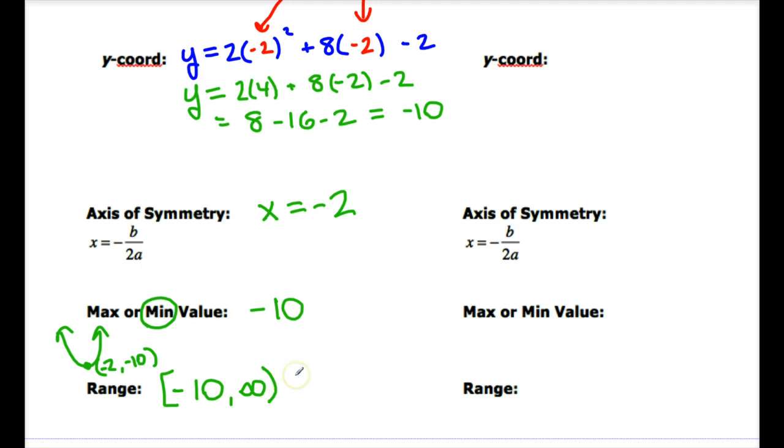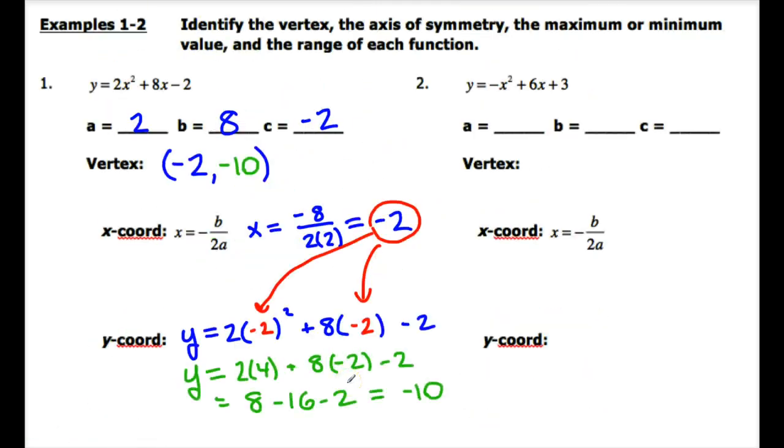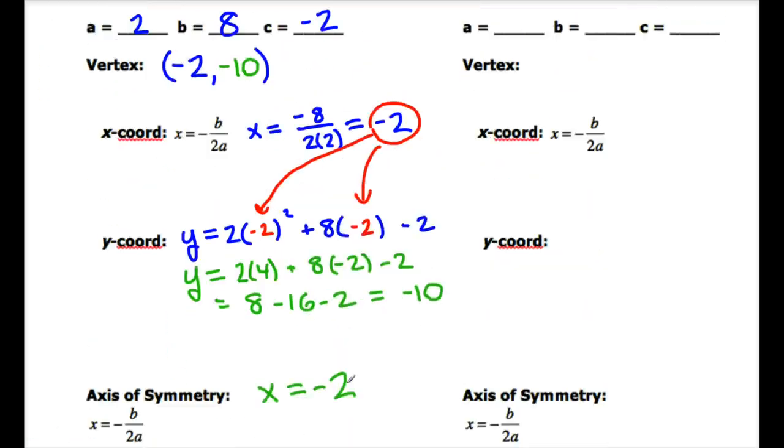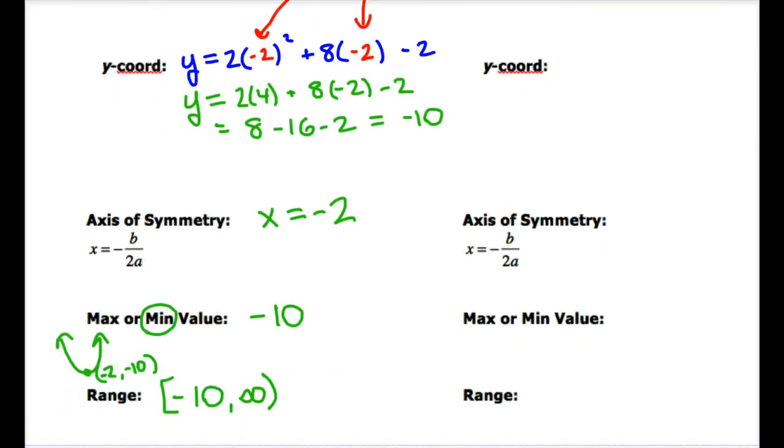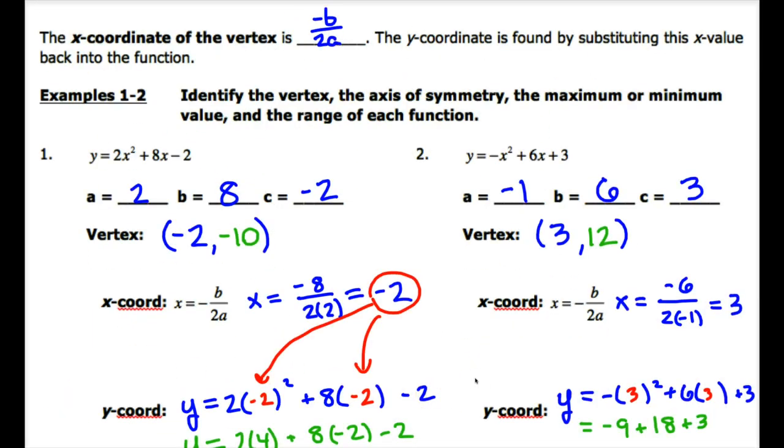range. Okay, I'd like you to pause the video and then try number 2 on your own, please. And then once you've filled out all this information on number 2, click play to check your answer. Okay, let's check and see how you did for number 2 here.